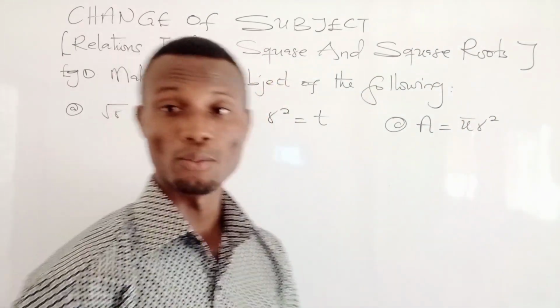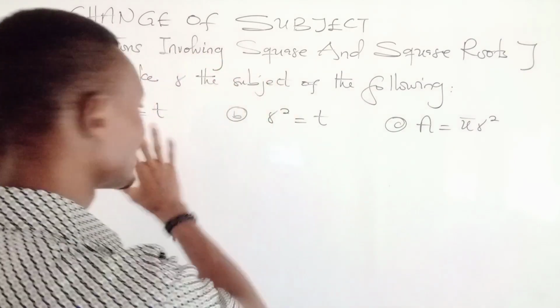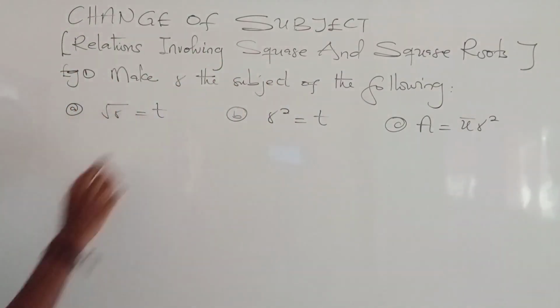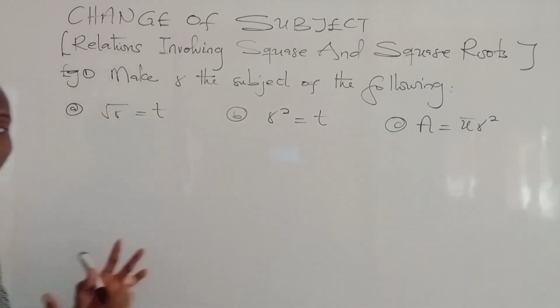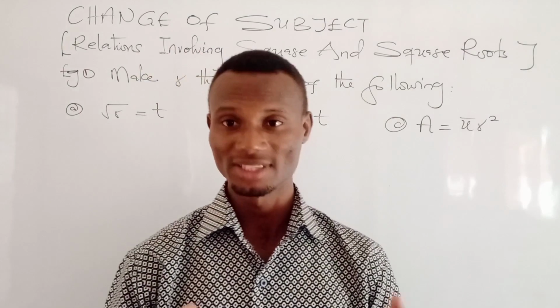Okay, so I'm going to take my time and explain it to you. Let's start with the A. In the A, we have the square root of r equals t. We have to make r the subject. Making r the subject means that we should make r stand alone.